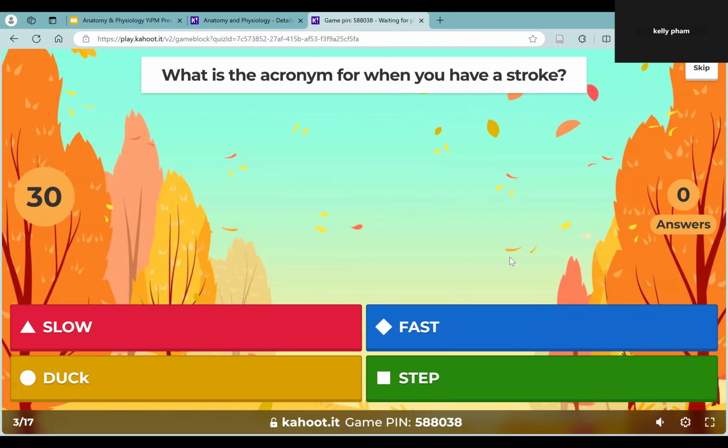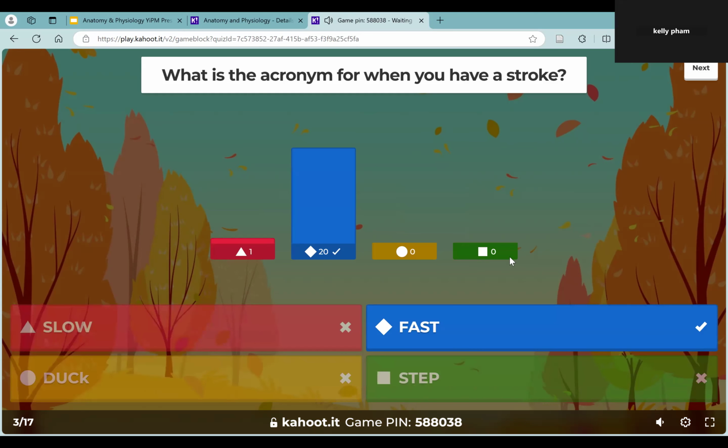What is the acronym for when you have a stroke? Yes, so the acronym for when you have a stroke is face, arm, speech, and time.